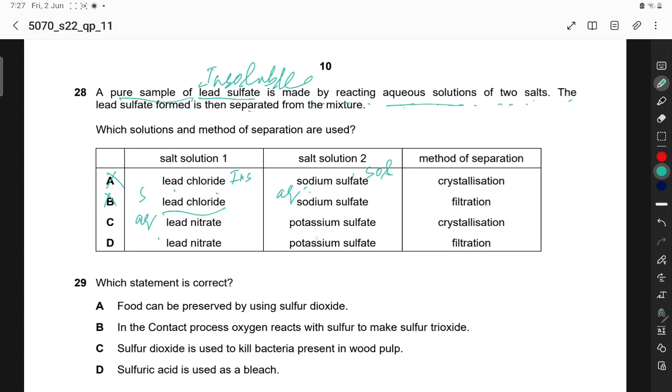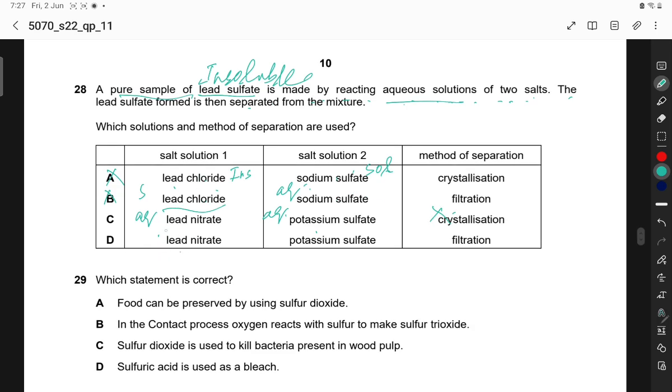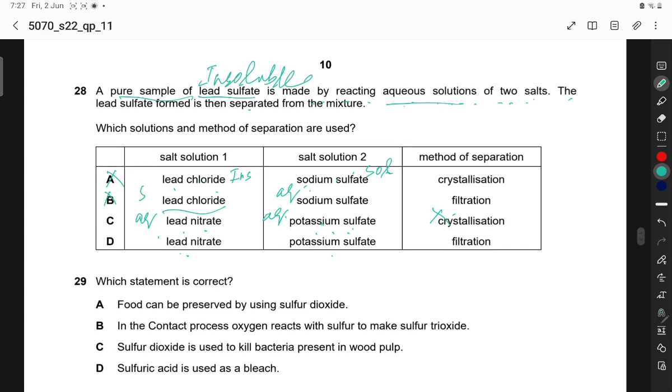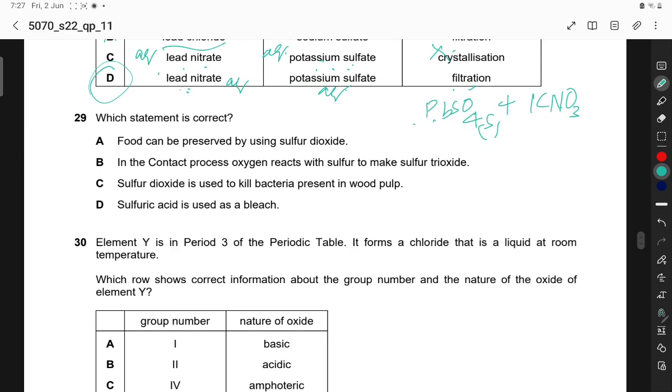Lead nitrate is aqueous, potassium sulfate is aqueous, so this is not crystallization. Lead 2 nitrate and potassium sulfate, both aqueous, form lead sulfate, PbSO4, which is solid, plus potassium nitrate, which is aqueous. So lead sulfate is separated from this solution by using filtration. D option is correct.